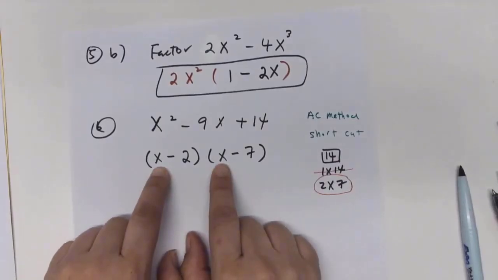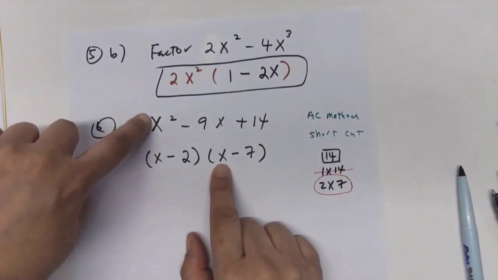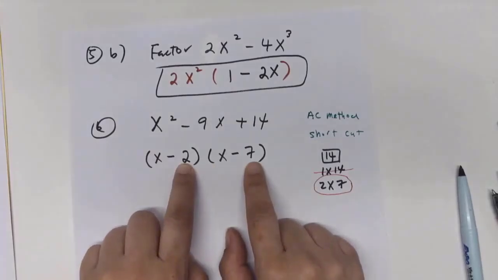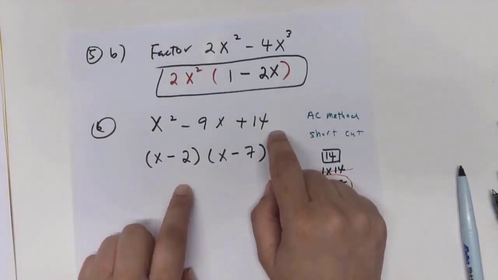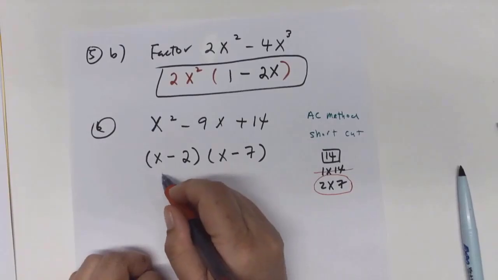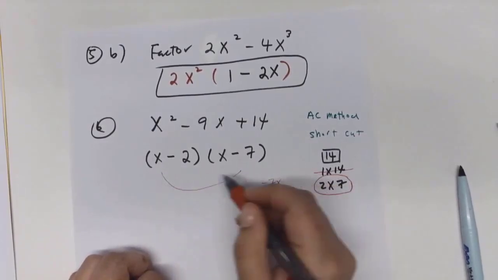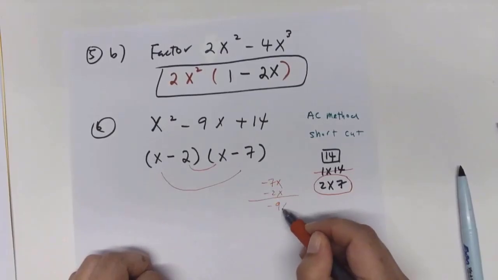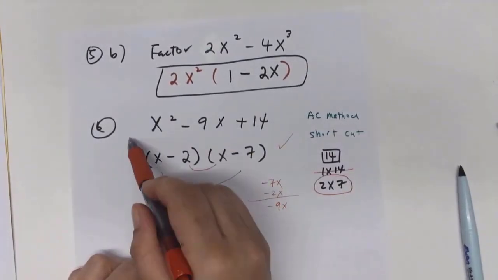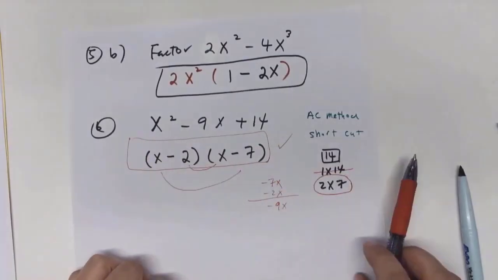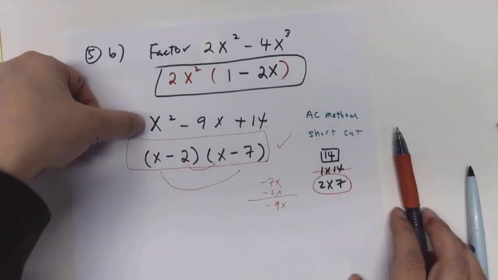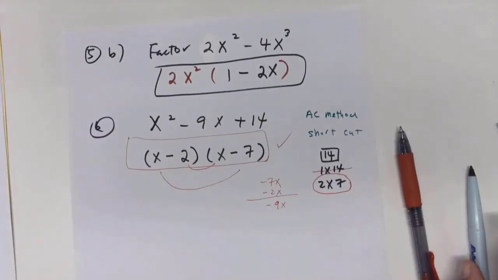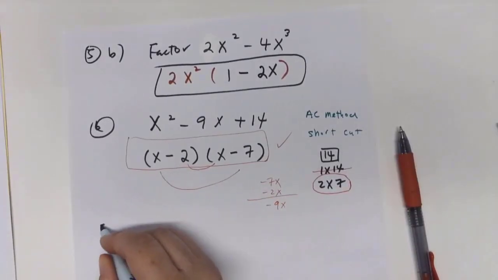These two multiplied together is x squared. The last two terms multiplied together is positive 14, the last number. Outside, I'm going to get negative 7x. Inside, I'm going to get negative 2x. So together we have negative 9x. So that seems to work. Is it okay? So we only use the shortcut if the leading coefficient is 1. All right? But we have to double check to make sure it's correct.